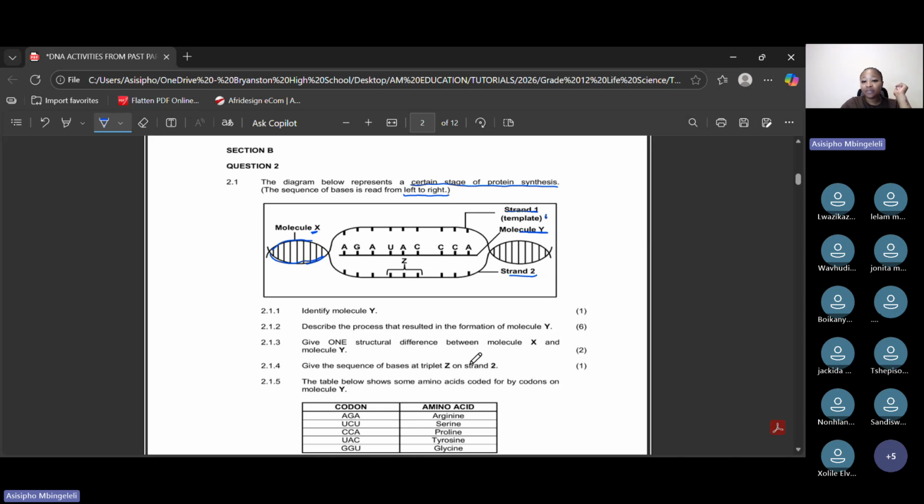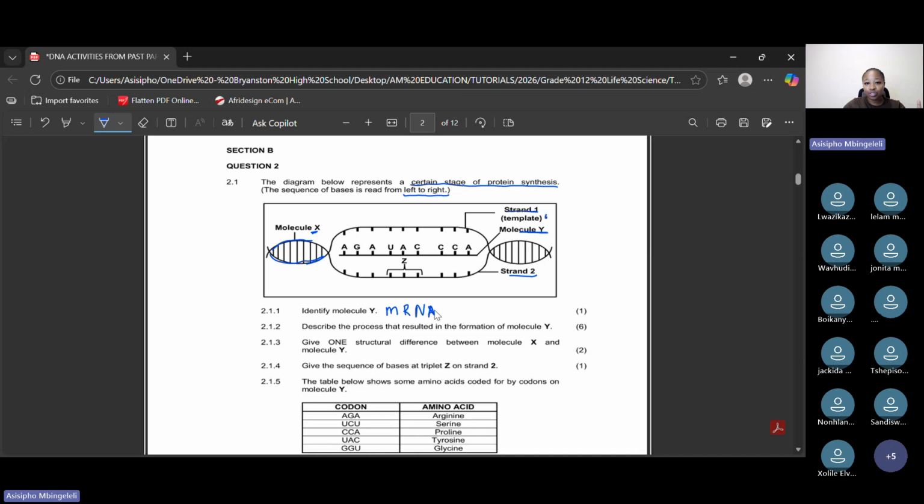2.1.1. Identify molecule Y. Molecule Y is an mRNA. Definitely an mRNA. I'm trying my best to write, but if it's not coming to the party, I'm just going to leave it. Okay, so it's mRNA. That is clear. It should really be clear. If you are confused about anything, please unmute anytime and ask so that I can clarify.